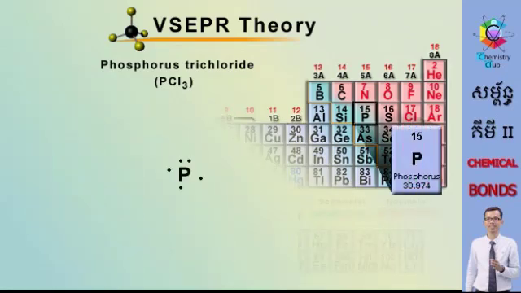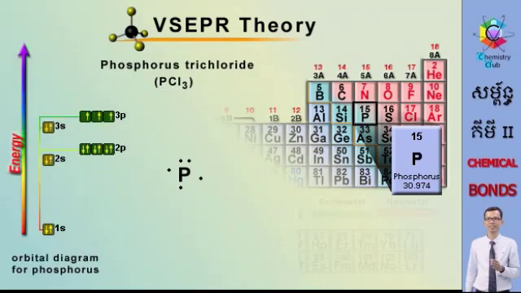Phosphorus is the central atom, and it has 5 valence electrons, because there are 2 3s and 3 3p electrons in its outermost shell. The prefix tri means 3. Therefore, there are 3 chlorine atoms, each with 7 valence electrons. The 3 chlorine atoms share electrons to bond with 3 of the 5 valence electrons in phosphorus, leaving 1 pair of non-bonded electrons on the phosphorus atom. This is a lone pair.